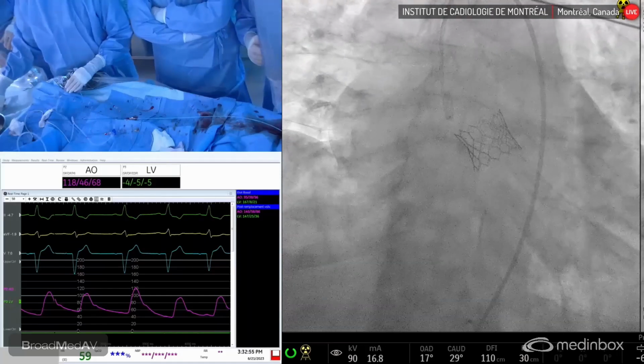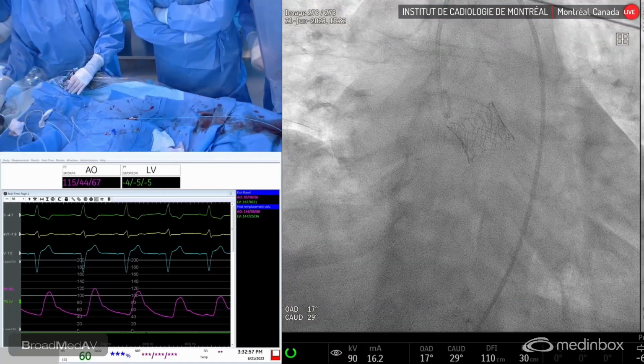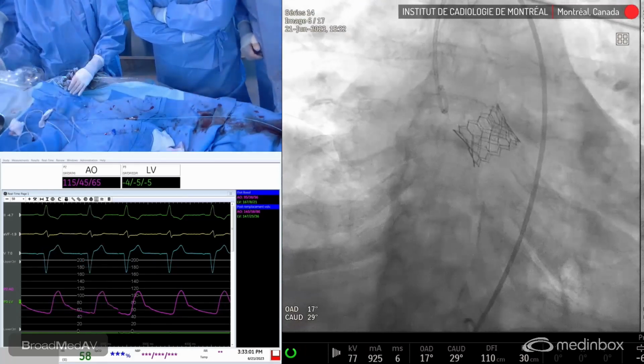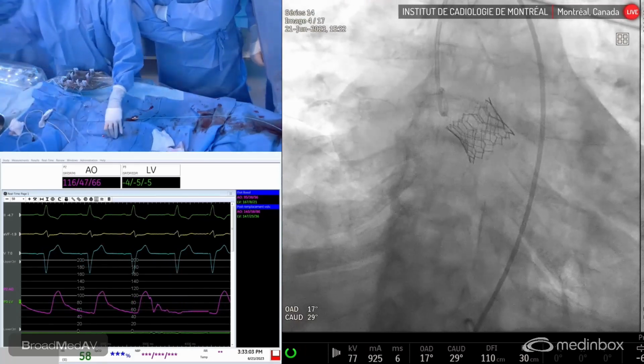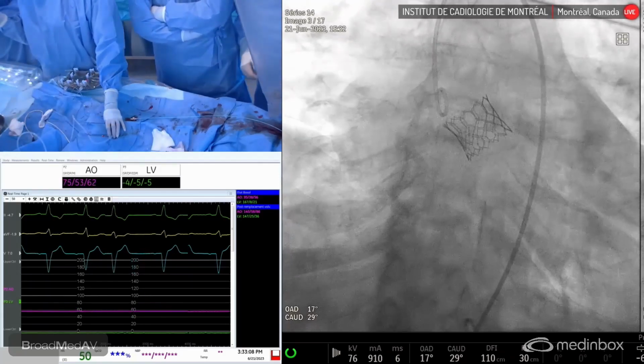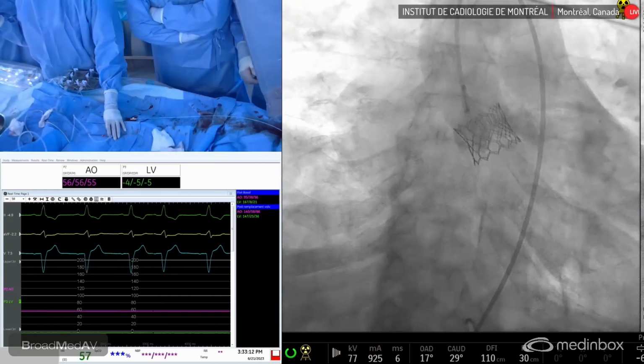There's a little waist there, but nothing dramatic. It looks well expanded. Oh, I was going to inject. Okay. Ready? Yeah, one second. Just reload. Okay, so we'll go again, Sinead.